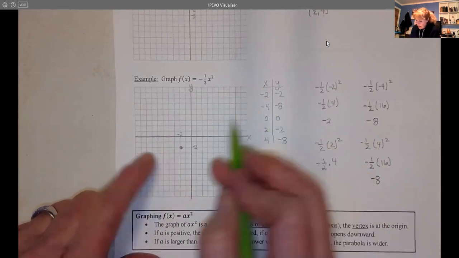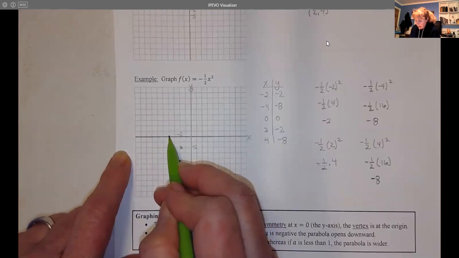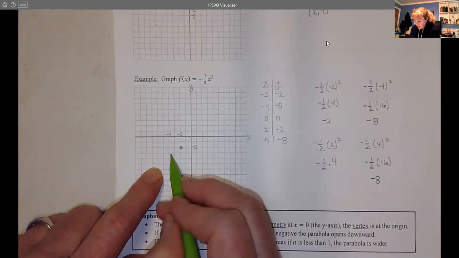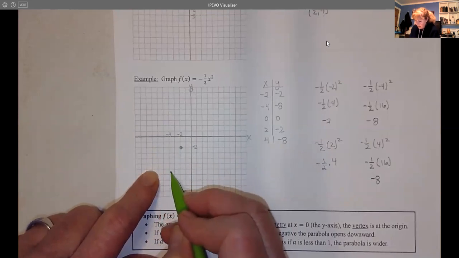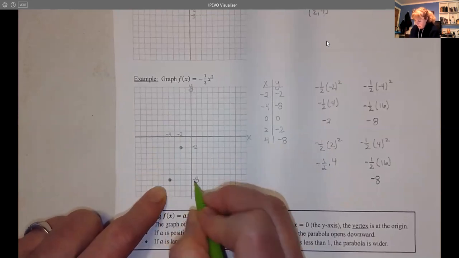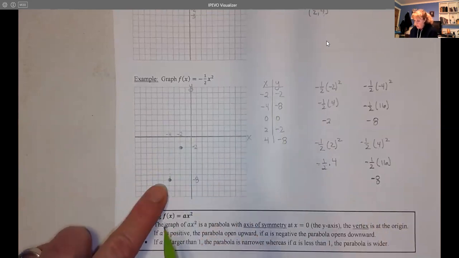-4, -8. So we go to -4, then -1, -2, -3, -4. And then we're going to go down to -8. -1, -2, -3, -4, 7, 8. There's our point. So we have -4, -8 is our next point.